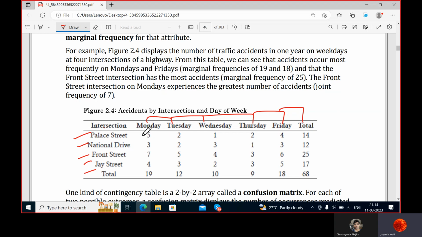And what does it show? This 5 shows accidents by intersection and day of week. That means there are two things this particular 5 would show you. That means there are two variables you are considering for concluding what this 5 means. Can I say that is a joint frequency? We'll come to that.